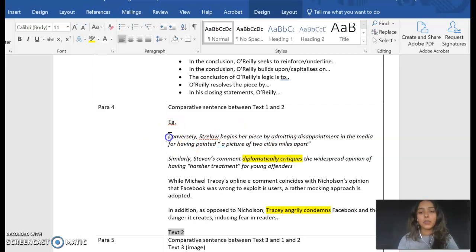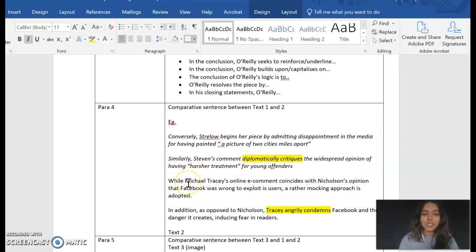So you might just be using the word conversely. Conversely, Strillo begins her piece, this is the 2019 SAC. Strillo begins her piece by admitting disappointment in the media for having painted a picture of two cities miles apart. Or these two are about the youth offenders, the youth detention centres. Similarly, Stephen's comment diplomatically critiques the widespread opinion of having harsher treatment for young offenders.